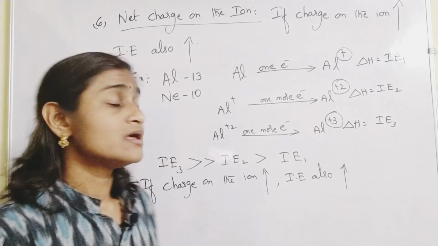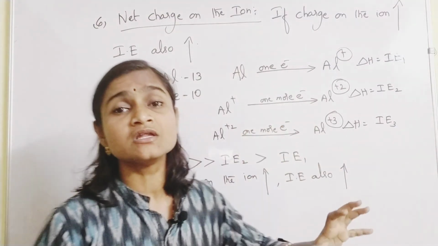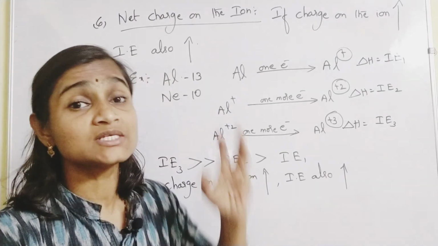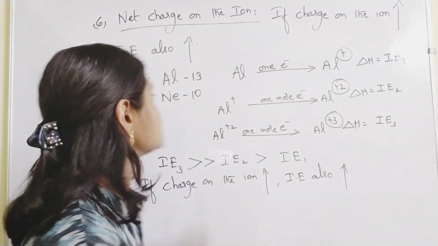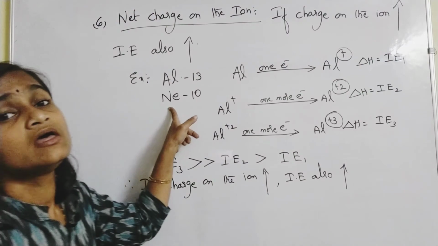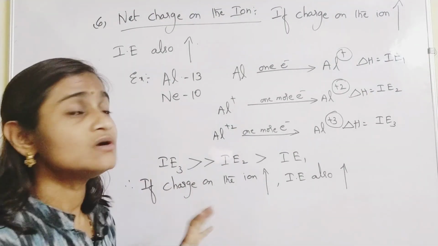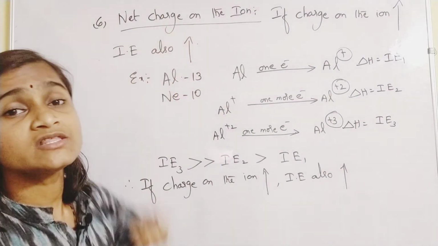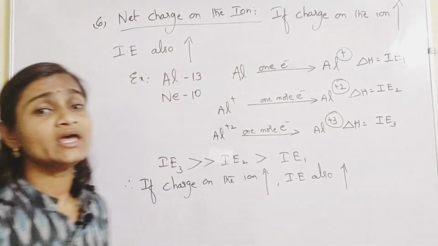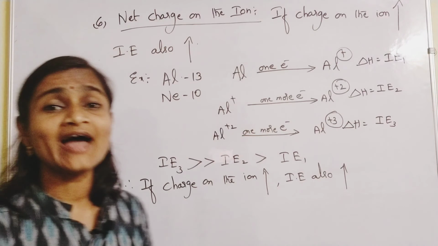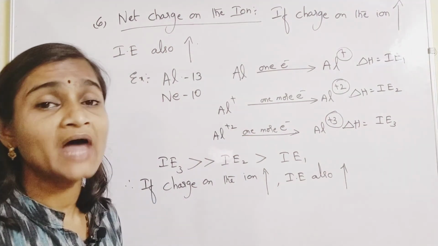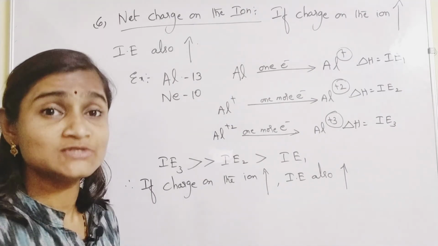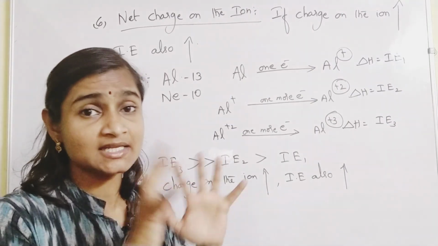Until you supply that much energy, aluminium cannot become stable. It has to lose 3 electrons to become stable like neon. So ionization energy also depends on the net charge on the ion. These are the different factors which influence ionization energy. Up to here I am stopping this video, because these are the 6 factors.